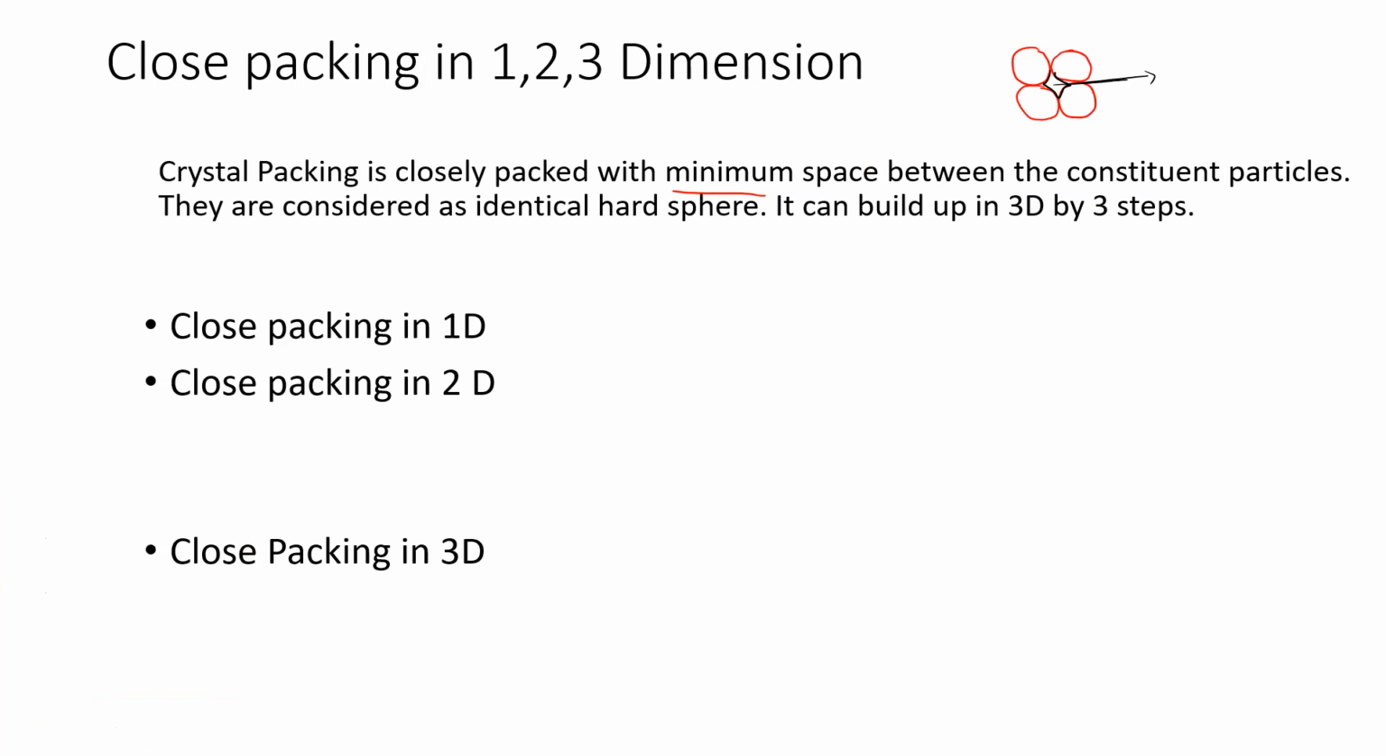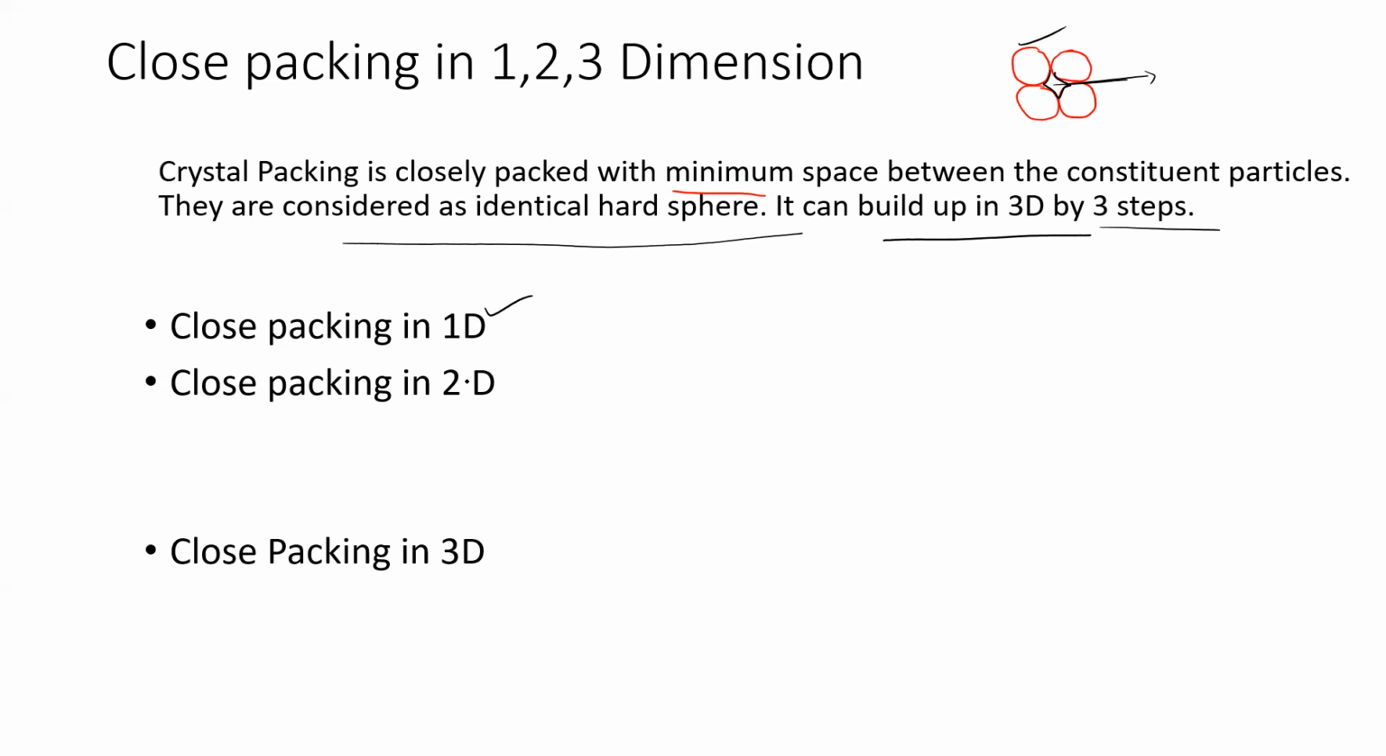Based on that, how can we close pack these particles? You consider each and every sphere as a particle, identical hard spheres. It can be built up in 3D in 3 steps. First one is a close packing arrangement in 1 dimension. There is no problem at all. Only 1 dimension is there, only 1 row will be there.